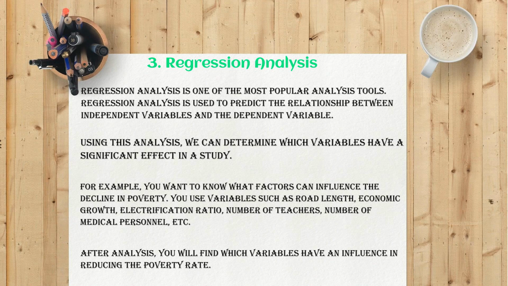For example, you want to know what factors can influence the decline in poverty. You use variables such as road length, economic growth, electrification ratio, number of teachers, number of medical personnel, etc. After analysis, you will find which variables have an influence in reducing the poverty rate.